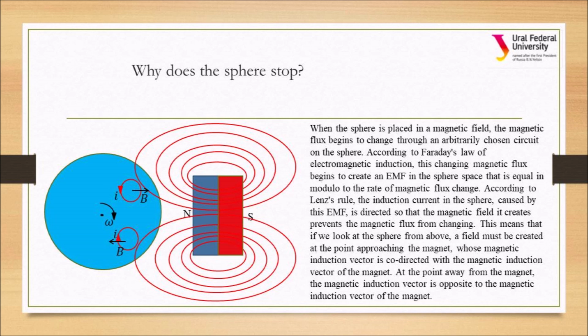This means that if we look at the sphere from above, a field must be created at the point approaching the magnet, whose magnetic induction vector is co-directed with the magnetic induction vector of the magnet. At a point moving away, the magnetic induction vector is opposite to the magnetic induction vector of the magnet. The approaching point tends to push away from the magnet, and the outgoing point tends to attract to the magnet. Both forces create a torque that inhibits the rotation of the sphere.